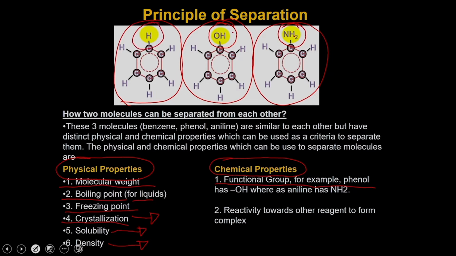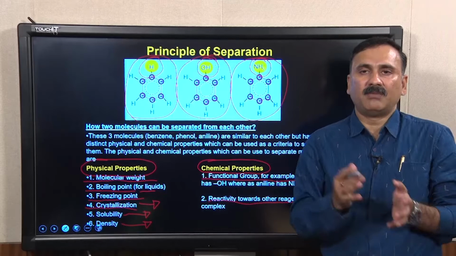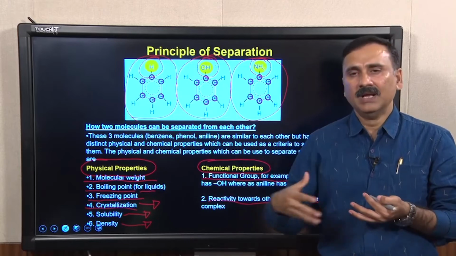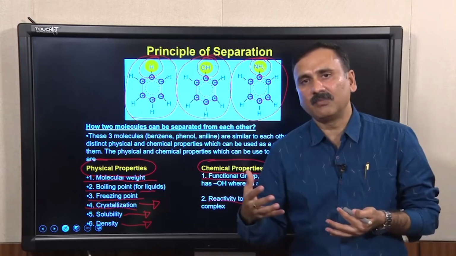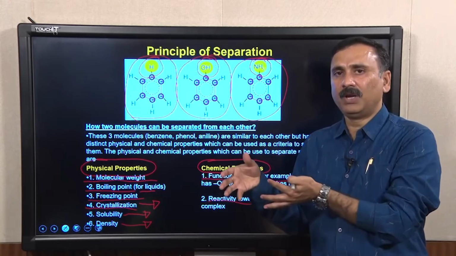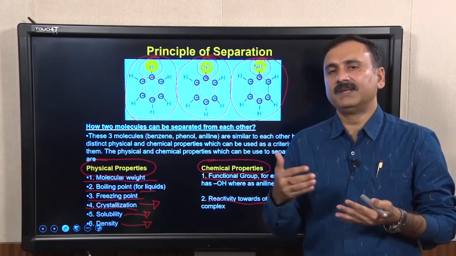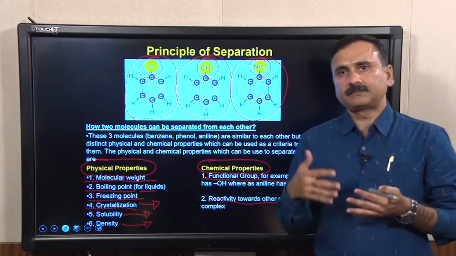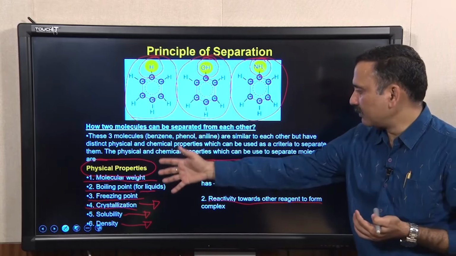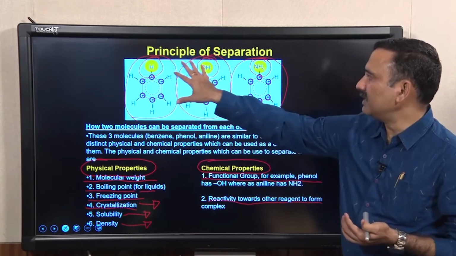So, you can exploit the presence of functional groups, and once the functional groups are different, their reactivity for one or another reagent is also going to be different. When you react them, some of the molecules will react, the others will not. The molecule which reacts to form a complex can change the physical properties in such a way that the complex is going to be more soluble or less soluble, and because of this you can purify your desired compounds.